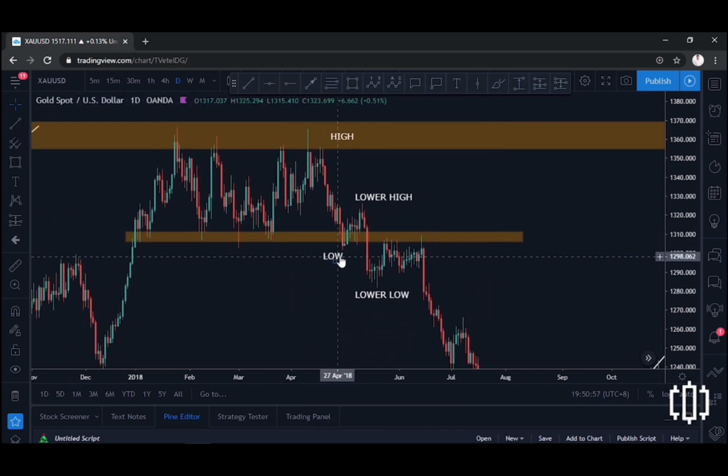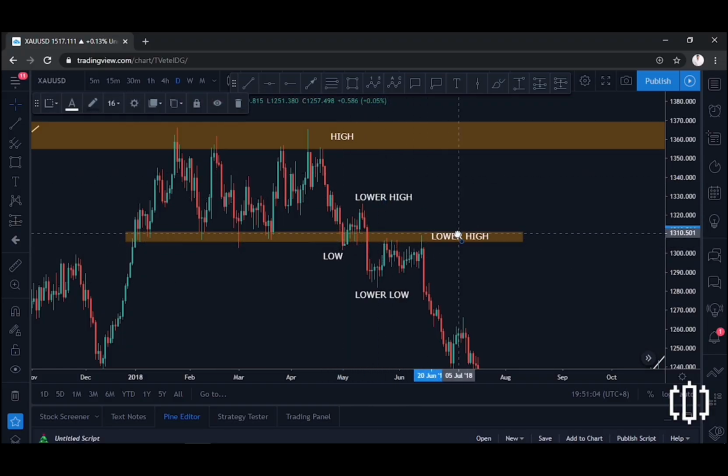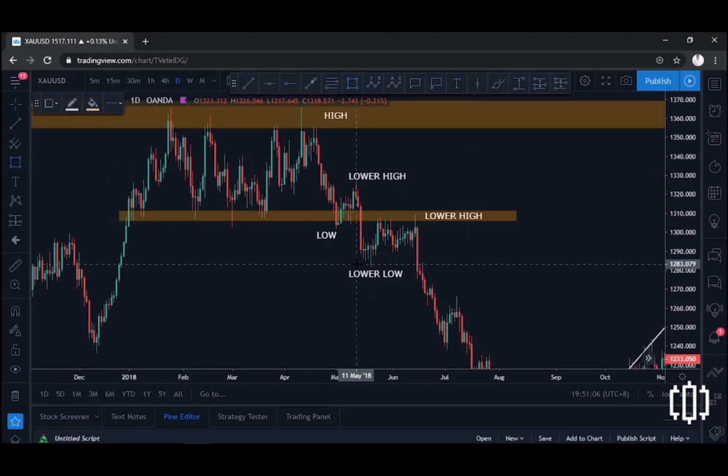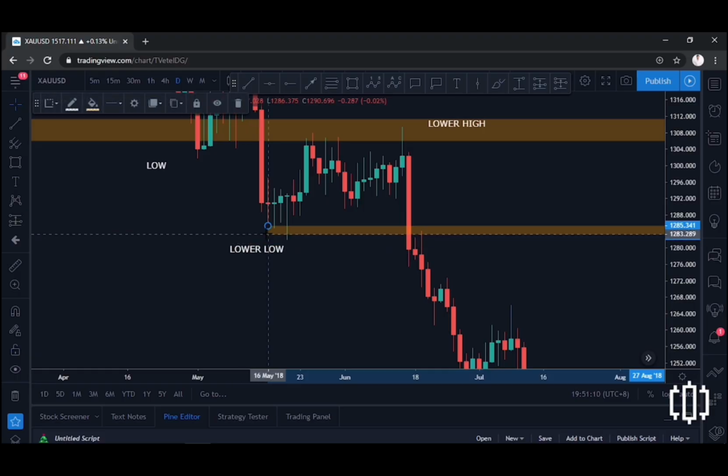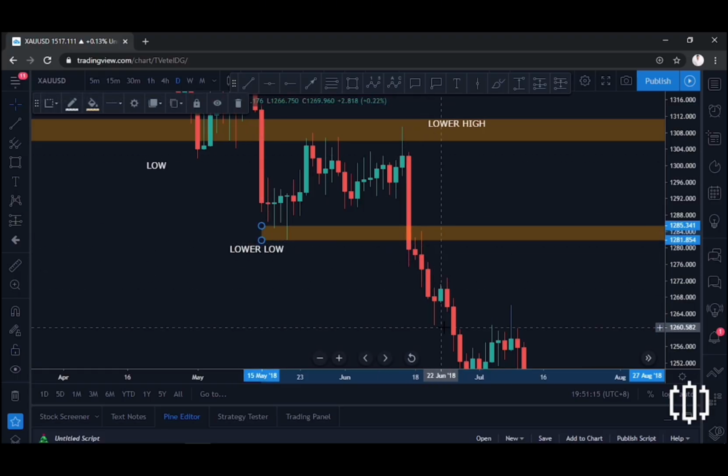Kasi mas mababa na siya kaysa dito. Then nag-push ulit pababa, nag-retest. So lower high yan. So plot, support, and resistance. Mapapansin mo, when I zoom in, ang bilis nung retest ni market. Yan, no? Push, retest agad, then umalis.